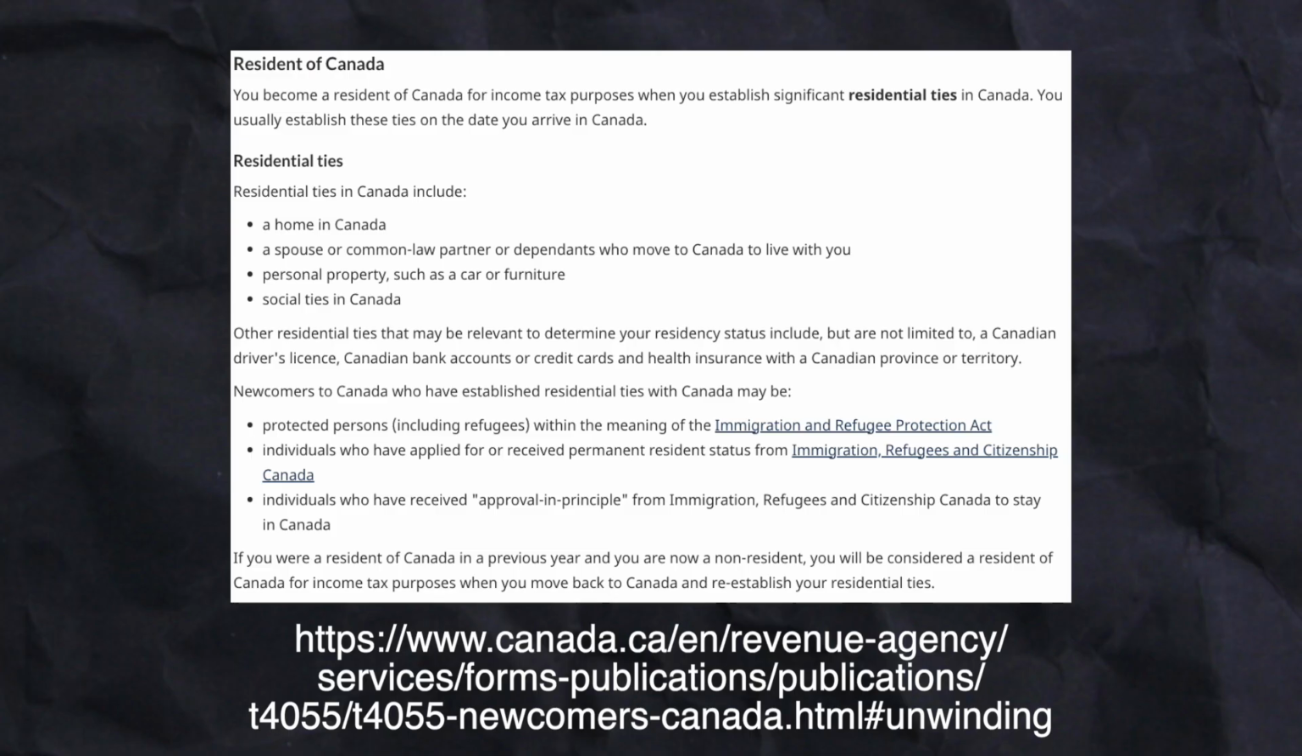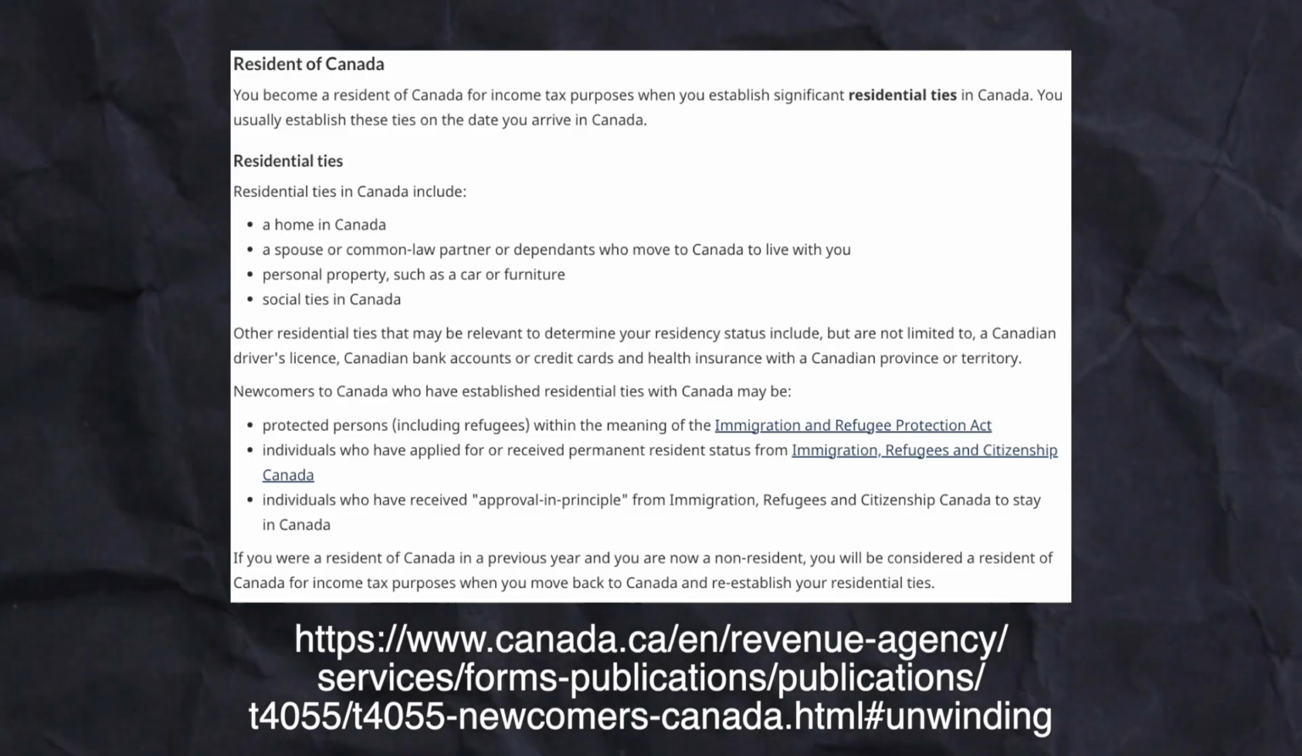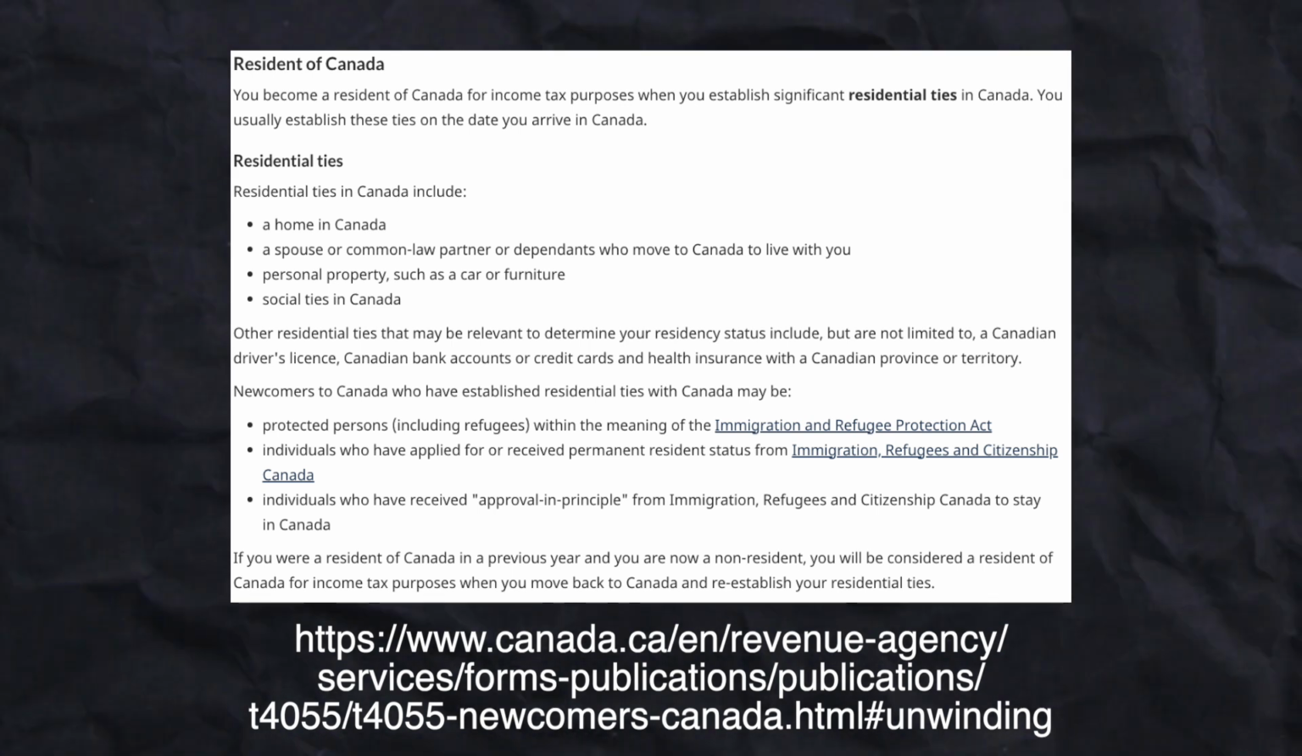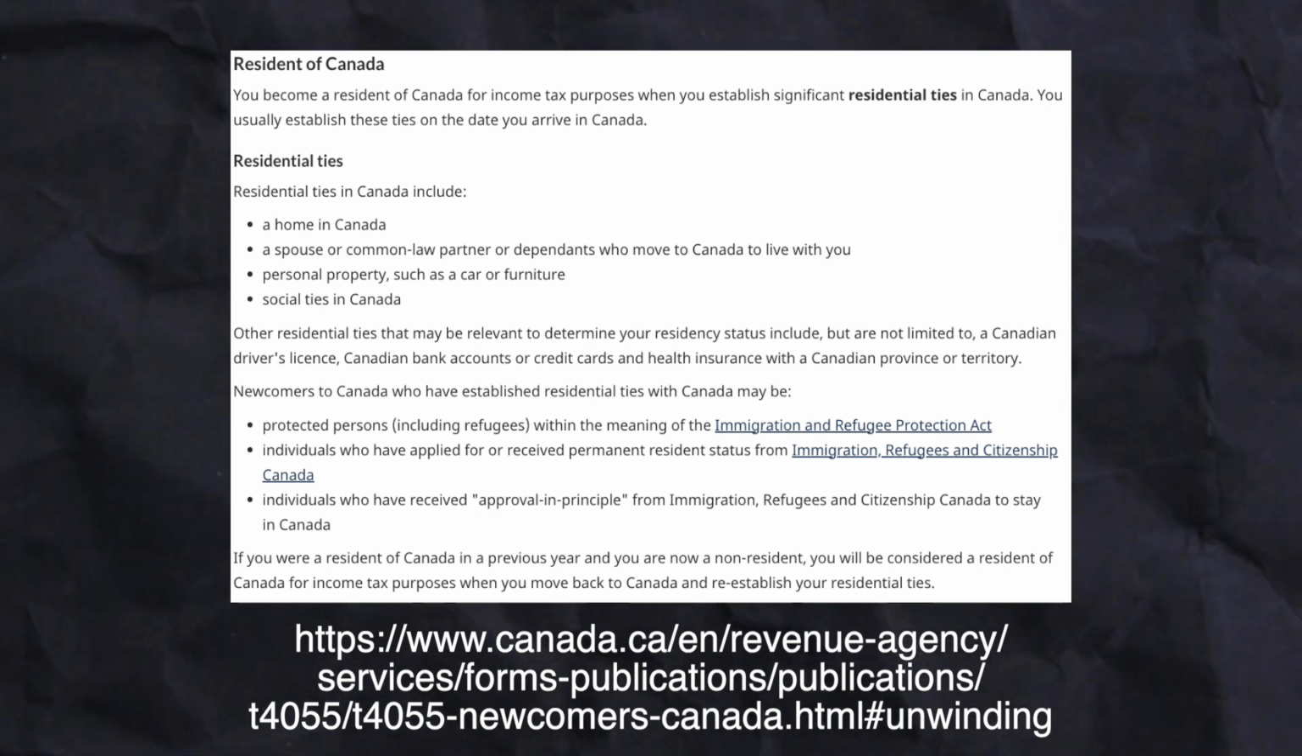Now, when I was reading this guide for Canadians immigrating back to Canada, I thought that this was only going to be for new immigrants coming to Canada, not Canadian residents who ceased being a tax resident and then came back later on in their life. But I found this part in the guide where it says, you become a resident of Canada for income tax purposes when you establish significant residential ties in Canada. You can usually establish these ties on the date that you arrive in Canada. And then it lists the residential ties.